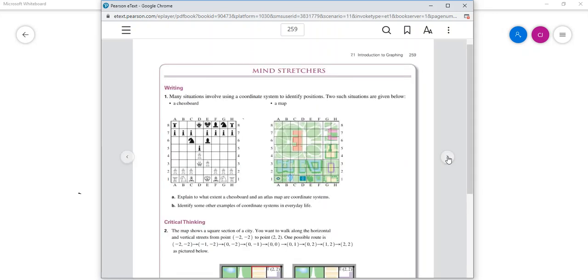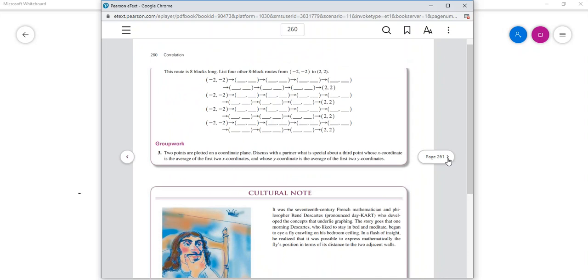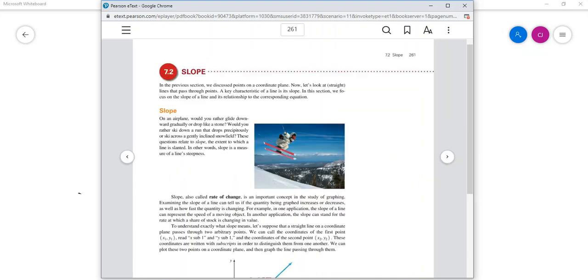And we're going to go on to the next section, and slope. Okay, so the one thing we want to make sure you understand about slope is that we're talking about really a straight line pattern.